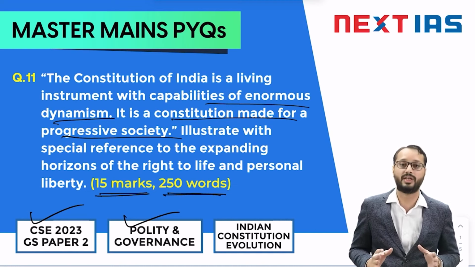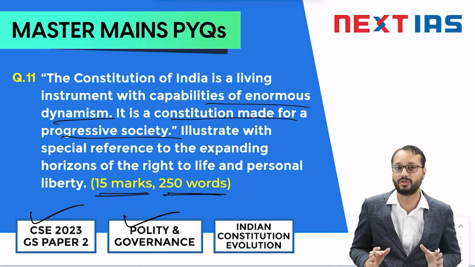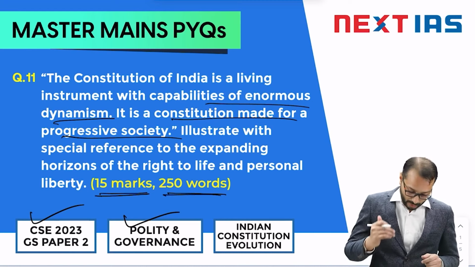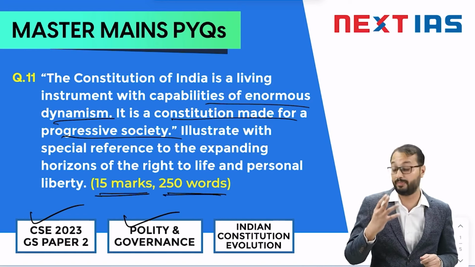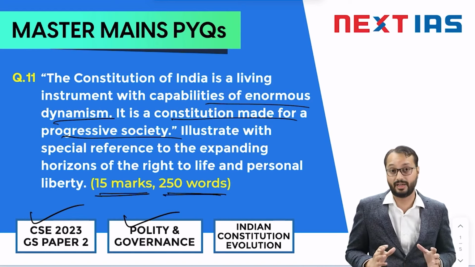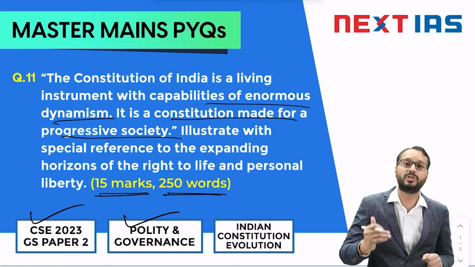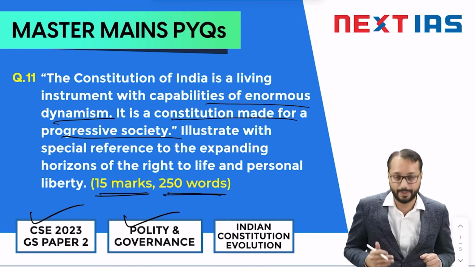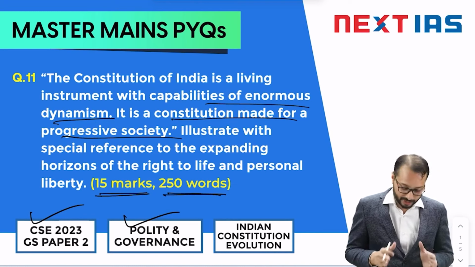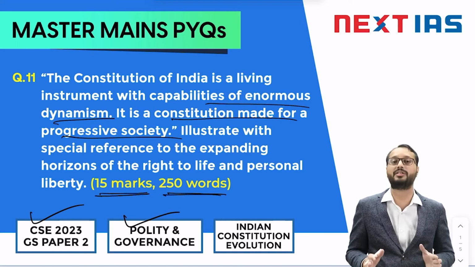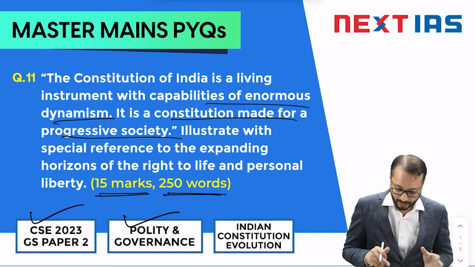You can look in the surrounding, you can look at Nepal, Sri Lanka, all these countries have had constitutional crisis, right? So the Indian constitution has been able to survive because of the dynamism that is ingrained in it, right? So it can adapt to the changing circumstances in the society. So that is the context of the question, and the question is basically talking about expanding horizons of right to life and personal liberty. So that is basically the demand of the question.